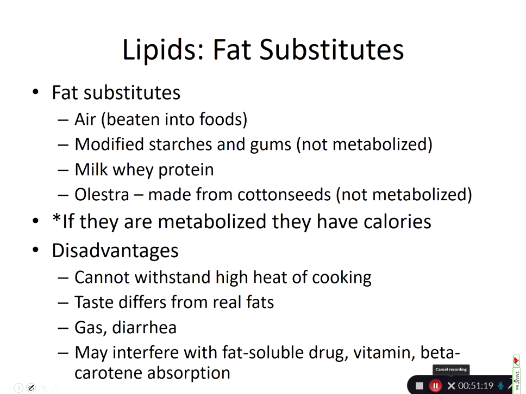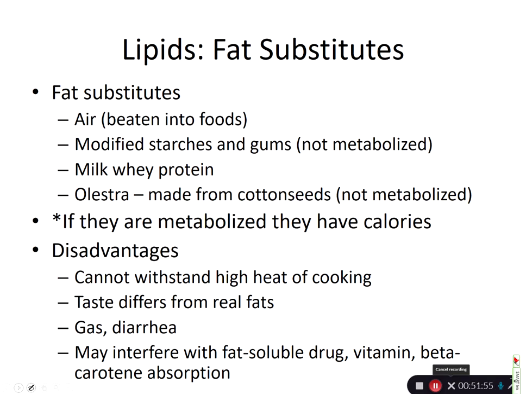Now sometimes, you can buy stuff that has no fat, or it has fat substitutes in it. A lot of times, if you're going to buy cookies that are fat-free, they have to do something to give that cookie the same mouth feel. I know this sounds weird, but fat gives food a certain texture, and we like that texture. If you take it out, it tastes like cardboard. So as a fat substitute, sometimes they'll beat air into food. Other things they might do when they remove the fat is add starches and gums. Anything that your body can't metabolize.